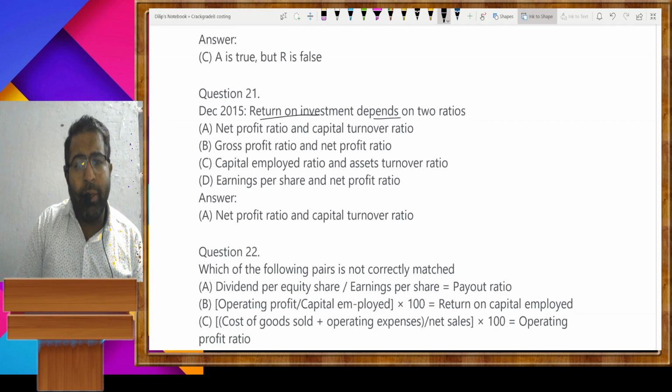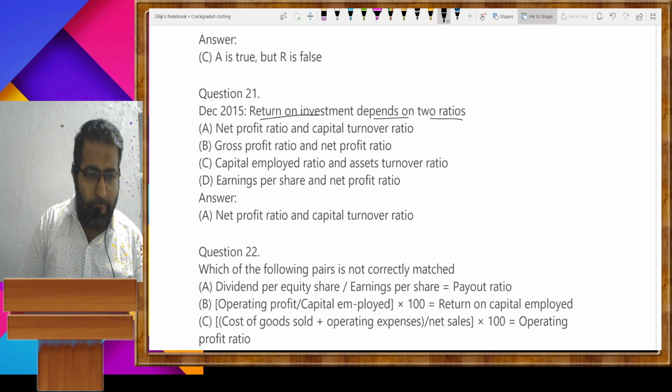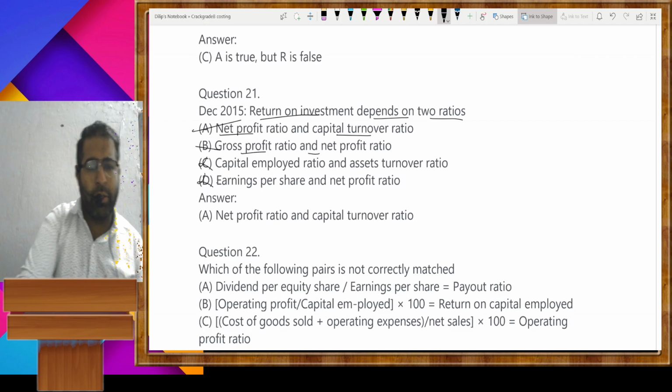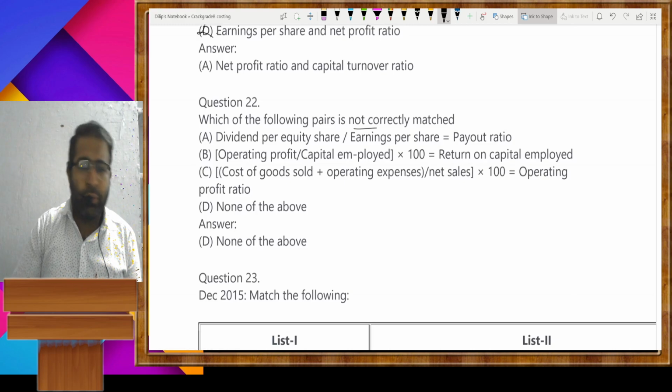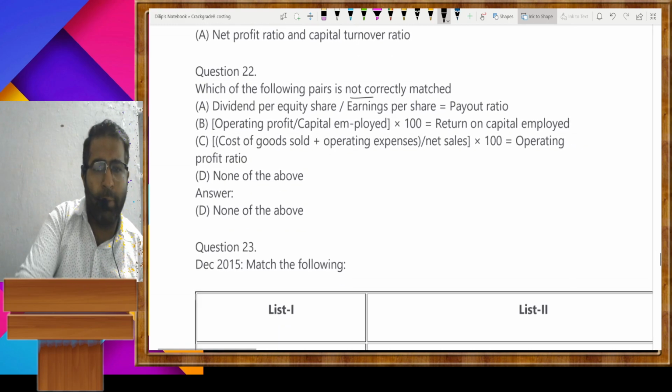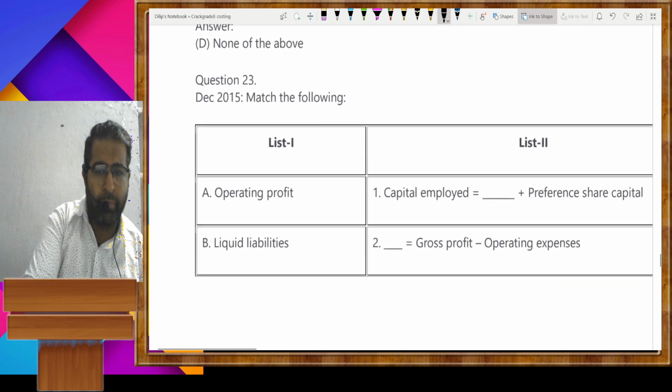Return on investment depends on two ratios: net profit ratio and capital turnover ratio. Gross profit, net profit, it is not. Capital employed and assets, not. Earning per share and net profit, no. It depends on net profit and capital turnover ratio, which is not correctly matched. So you have to learn formulas, and by formula you can give the answer to this question.